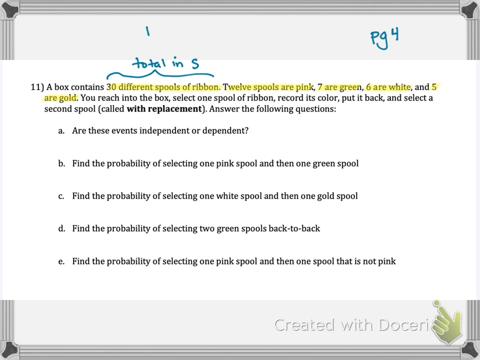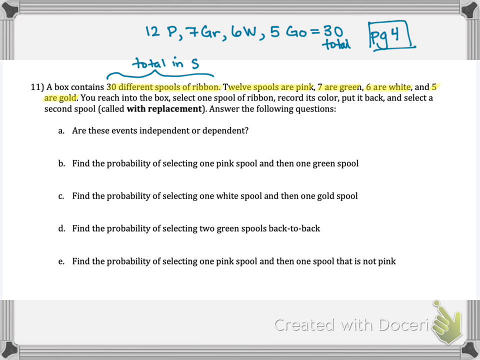We know that 12 of these are pink. I'm going to use the letter P. 7 are green. I'm going to use GR for that. 6 are white. And 5 are gold. I'm going to use GO for that. So now we know that this is going to sum to 30 total. All right. And we'll just make sure that we box up the page 4. So that's also clearly not part of this piece. Okay. So let's talk about the first part of the question.